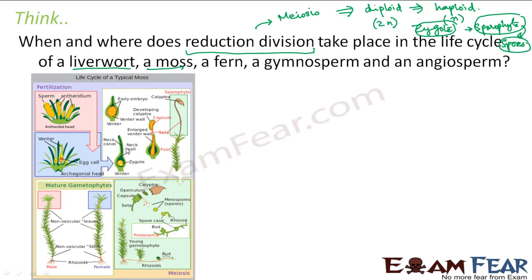So in the life cycle of a moss, where do you think is the sporophyte? This is where the sporophyte forms. Now this is the capsule of the sporophyte and the capsule of the sporophyte contains the spores. So inside the capsule, the reduction division takes place and the spores are released. The scenario is similar for a liverwort.